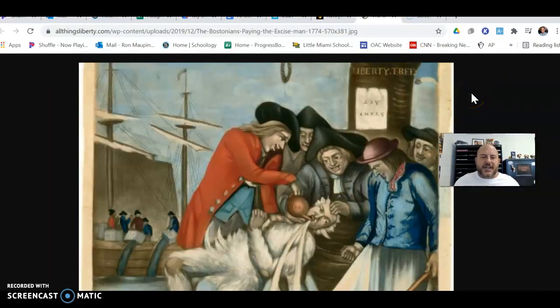As you can see in this image, this is a poor tax collector that has been beaten up, stripped naked, tarred and feathered, and now being forced to swallow tea. Now, eventually tea is going to be a major area of concern regarding taxation. And you can see here threats of hanging people by liberty trees. This is pretty scary, intimidating stuff. And this is just some dude doing his job. But nonetheless, for many of these colonists, the tax collector was the embodiment, the personification, if you will, of government tyranny being handed down from London.